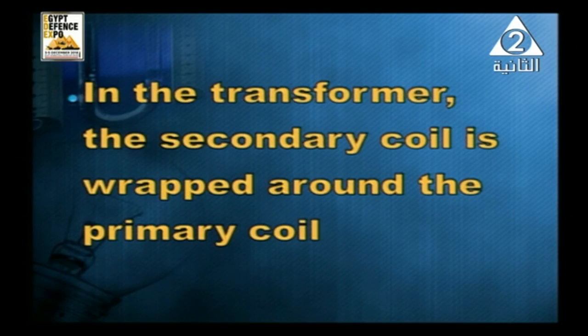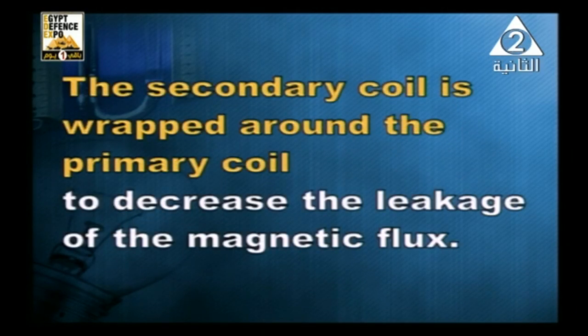Another give reason: in the transformer, the secondary coil is wrapped around the primary coil. The secondary coil is wrapped around the primary coil to decrease the leakage of the magnetic flux.